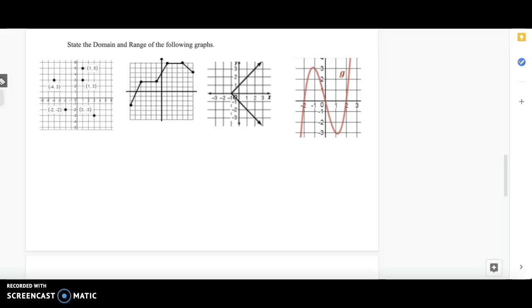Alright, we are going to look at the last part of this review with domain and range and graphing the points. Sorry that the video cut off. So first and foremost, we have two ways of writing the domain and range.